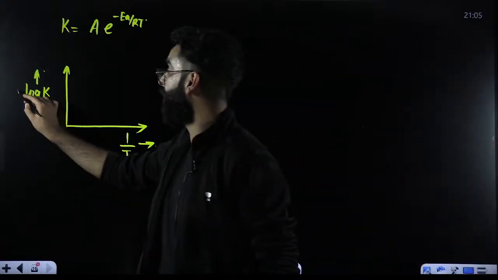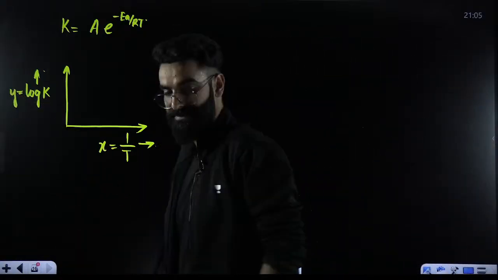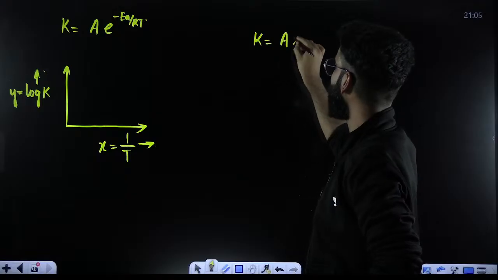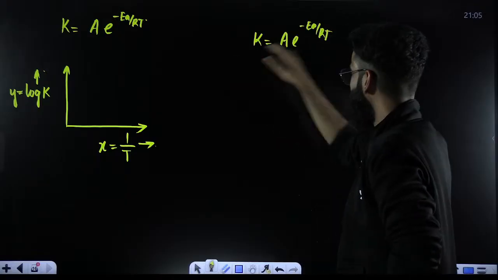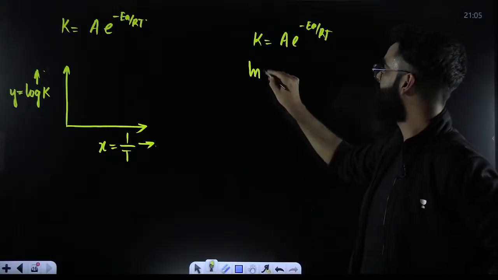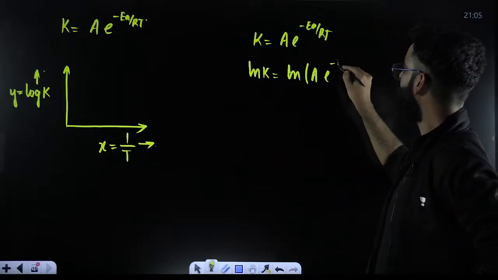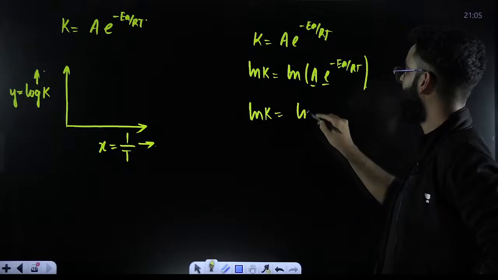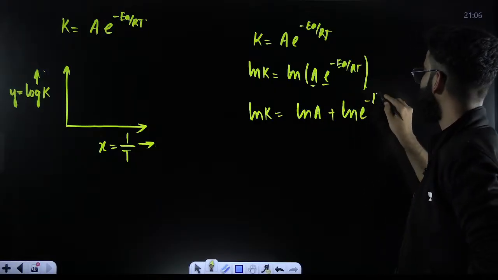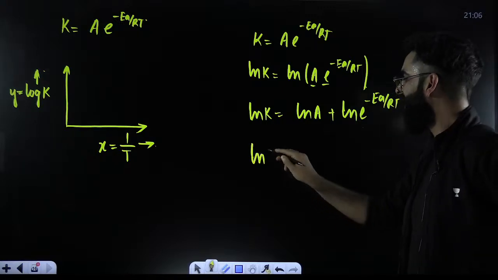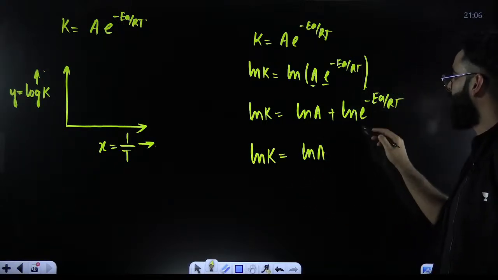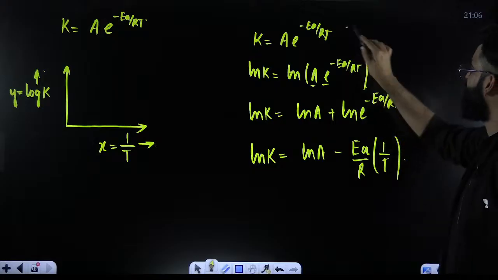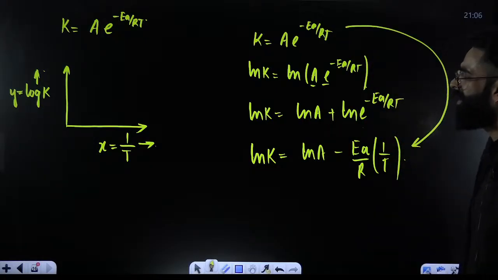See guys, first of all, log k you are plotting along y-axis and 1 by T you are plotting along x-axis, right? But if you think logically, do you see log k here? No. My equation is nothing but k is equal to A e raised to power minus Ea divided by RT, right? So if I take ln of this equation, it becomes ln k is equal to ln of A e raised to power minus Ea divided by RT, correct? So ln of m into n is ln of m plus ln of n. So finally I get ln k is equal to ln A. Ln of e is 1. So this becomes finally minus Ea divided by R multiplied by 1 upon T. So basically this equation can be reduced to this particular format.